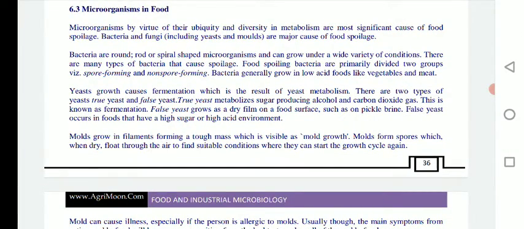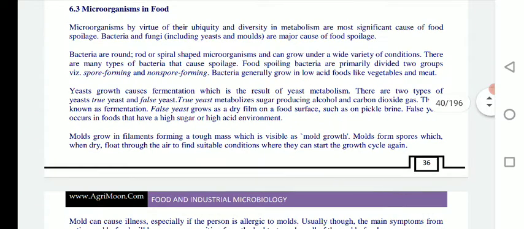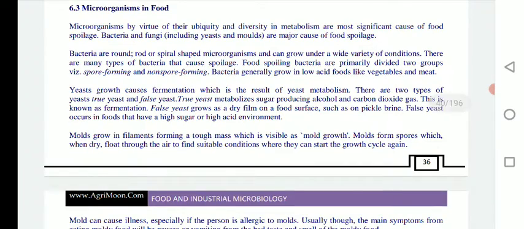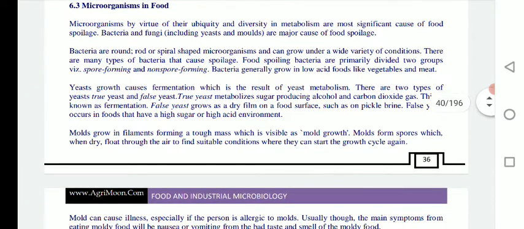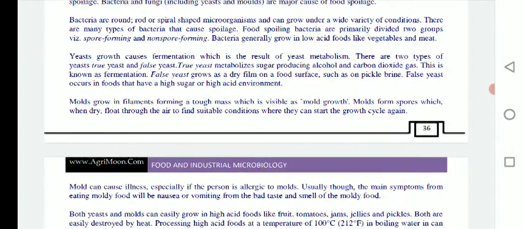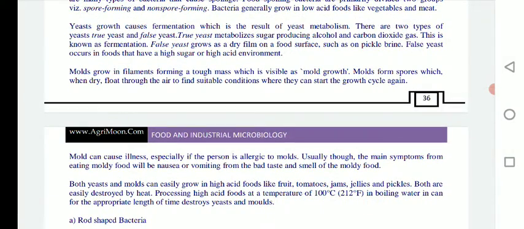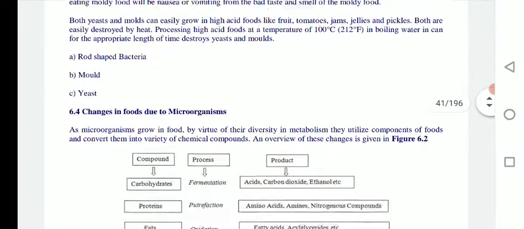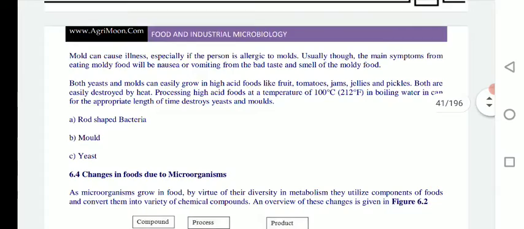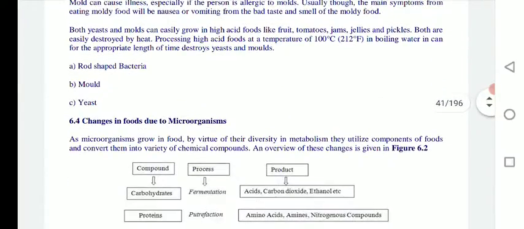So bacteria, we know that these are microorganisms, and these may be rod shaped or cocci shaped, and they are responsible for spoilage of various foods as well as food related products. And bacteria may be spore forming and non-spore forming. In case of yeast, it is a unicellular fungus, and molds are also involved in spoilage of food. So these are different kinds of microorganisms that are responsible for spoilage of food.